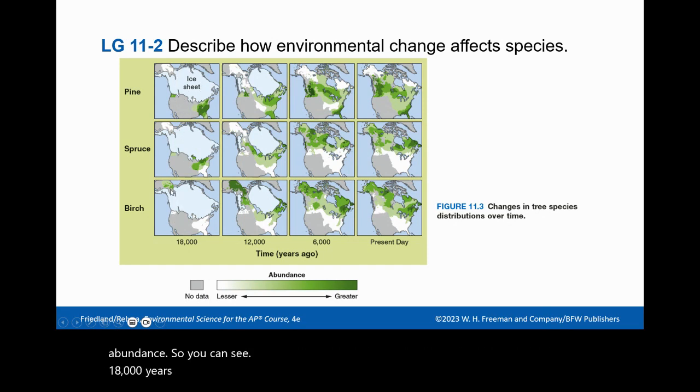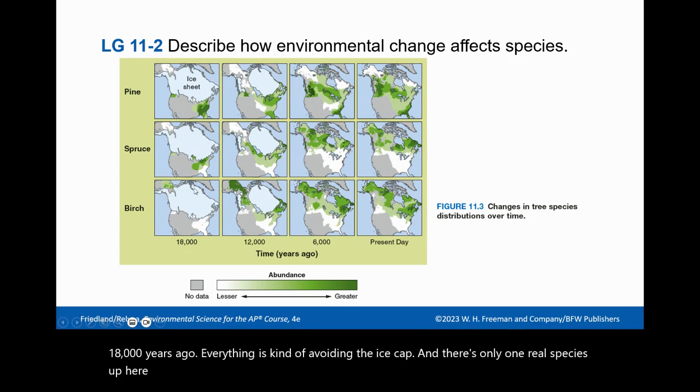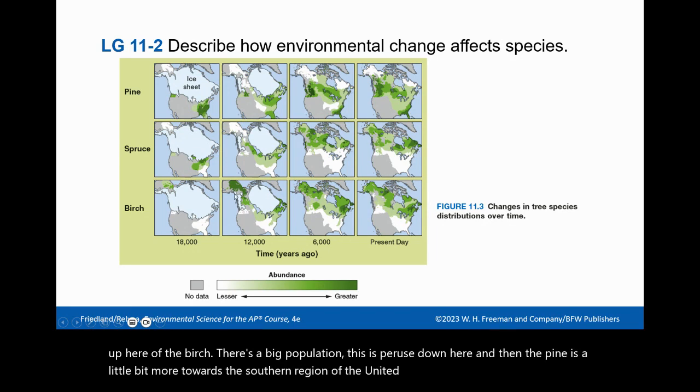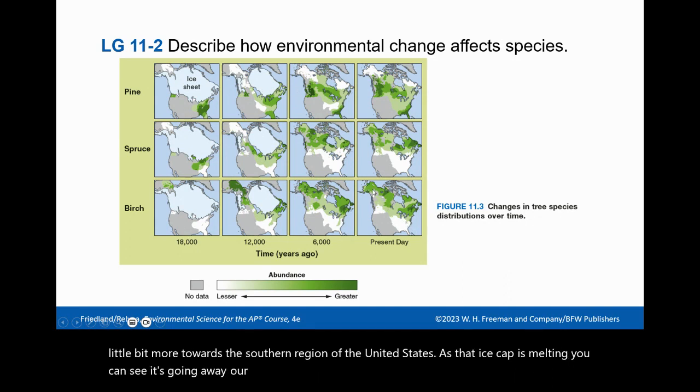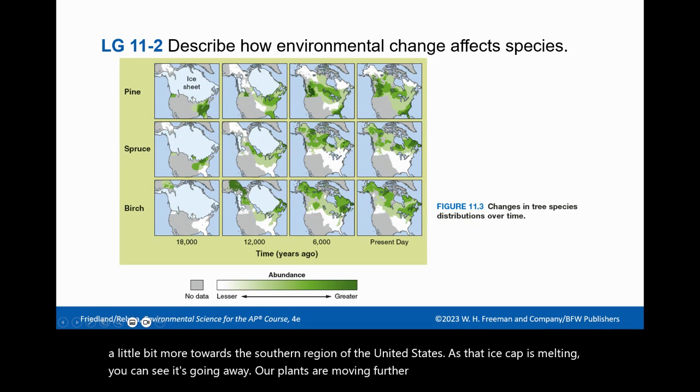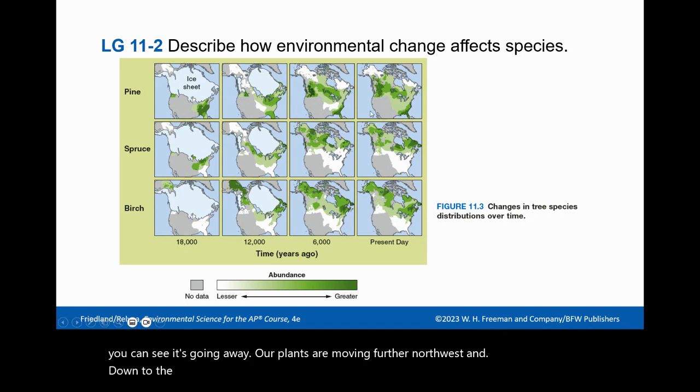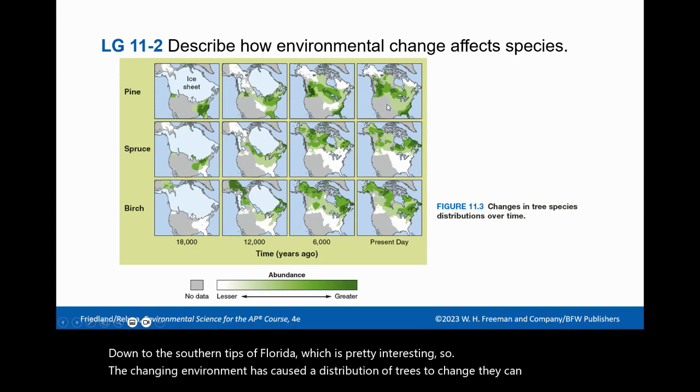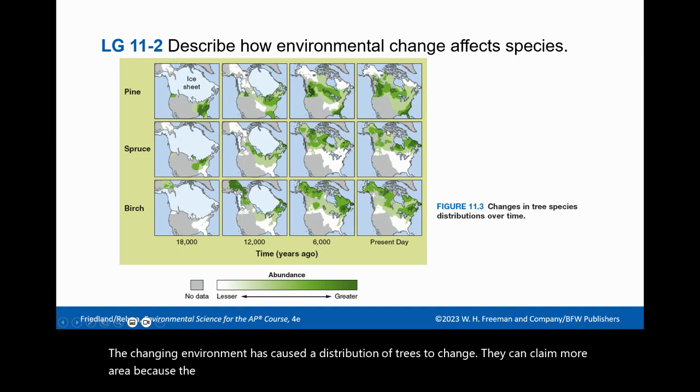18,000 years ago, everything is kind of avoiding the ice cap, and there's only one real species up here, the birch. There's a big population of spruce down here, and then the pine is a little bit more towards the southern region of the United States. As that ice cap is melting, you can see it's going away. Our plants are moving further northwest, and down to the southern tips of Florida, which is pretty interesting. So the change in environment has caused the distribution of trees to change. They can claim more area because the conditions are more ideal for them to grow.